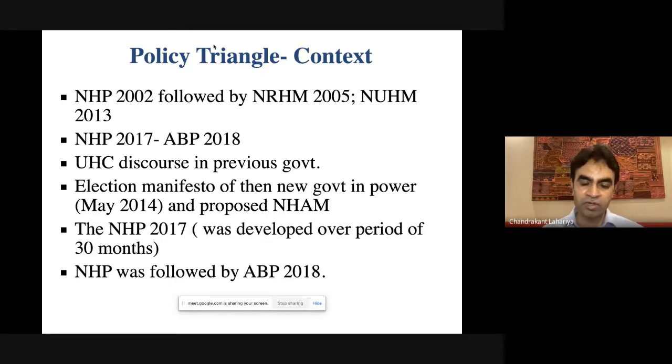As I said, the 2017 policy was formed in the context that the government which came into power had promised to have a new program, a new policy, and proposed a National Health Assurance Mission, and this was the outcome of that. But the policy process is also a really long process. It took nearly 30 months and a series of consultations before this National Health Policy could be released. And as I said, the Ayushman Bharat program was launched.